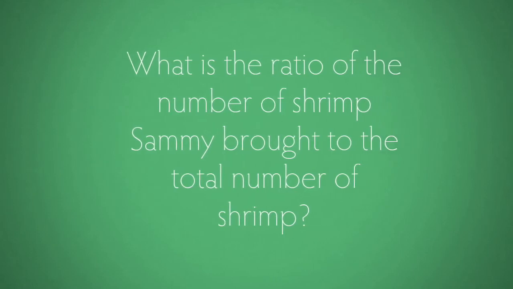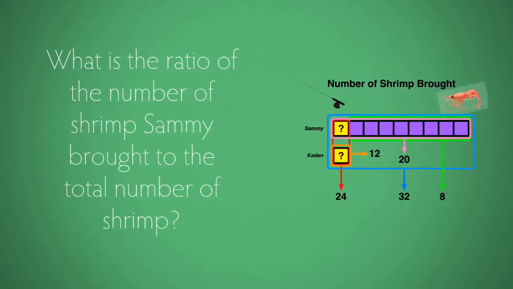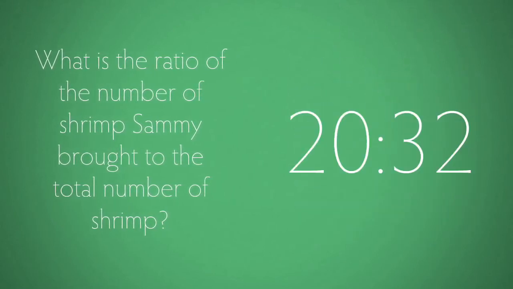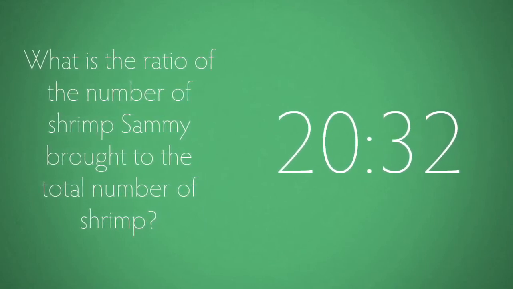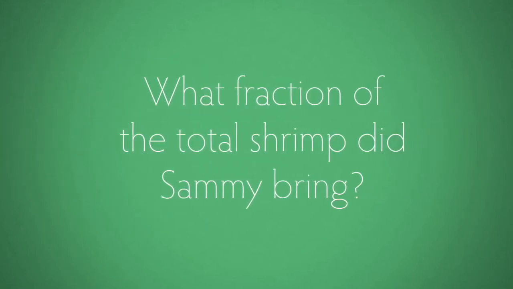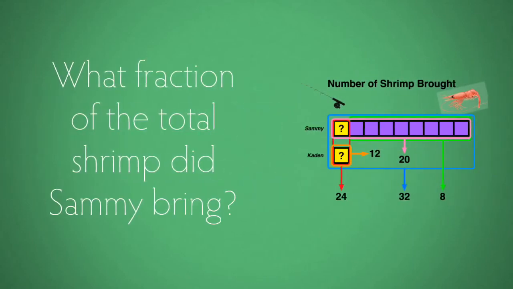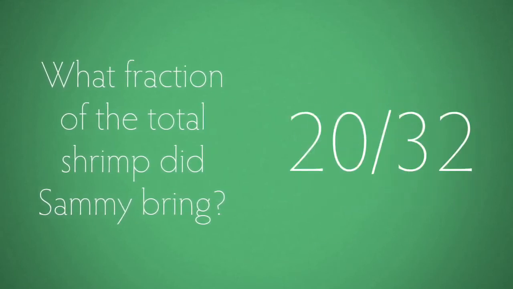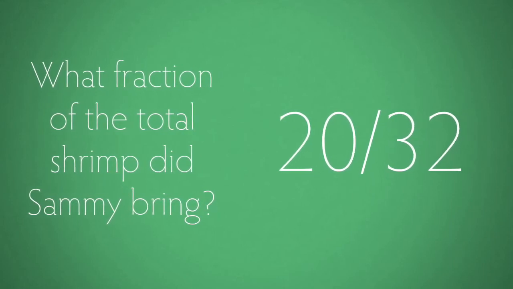What's the ratio of the number of shrimp Sammy brought to the total number of shrimp altogether? Sammy again brought 20, and what's the total? 32. So the ratio of Sammy bringing shrimp to the total number is 20 to 32. So then what is that fraction? The fraction of the total shrimp that Sammy brought. Well, again, Sammy brought 20 out of the total of 32. And so the fraction of the total shrimp that Sammy brought is 20 thirty-seconds.